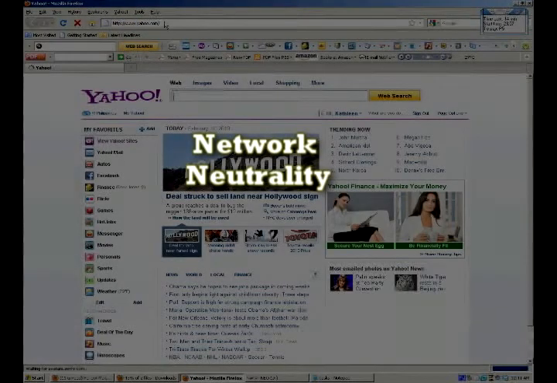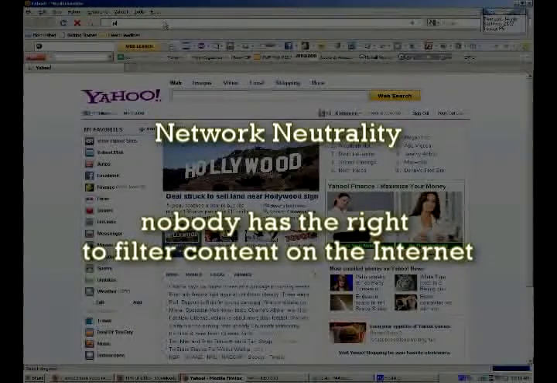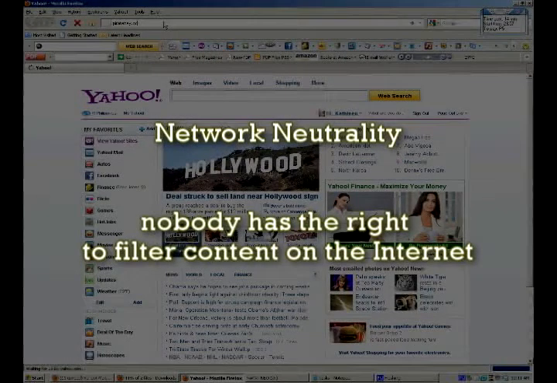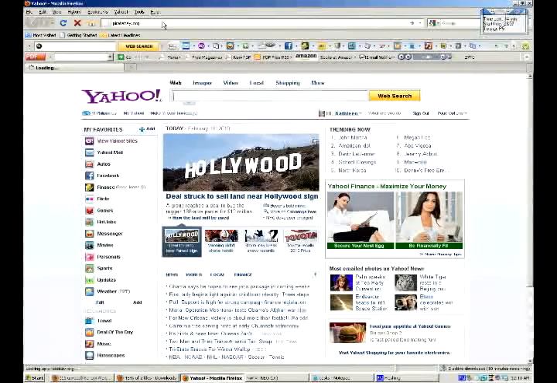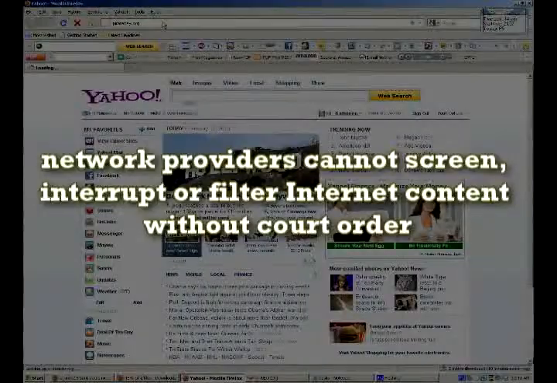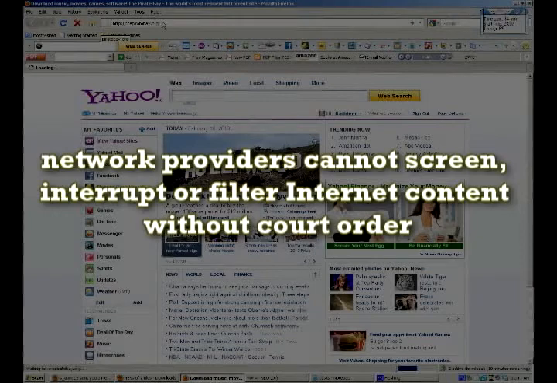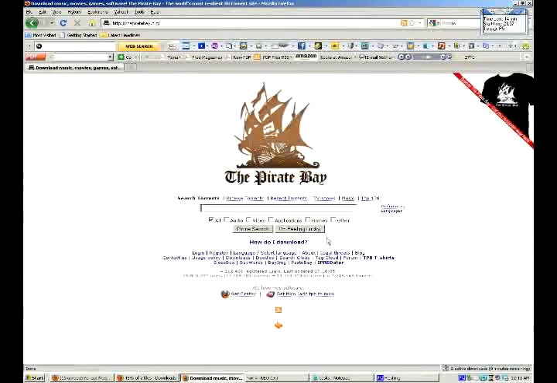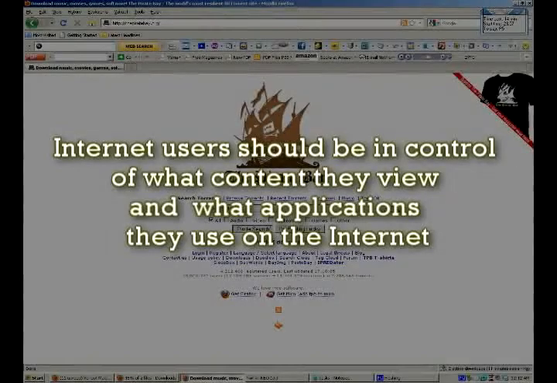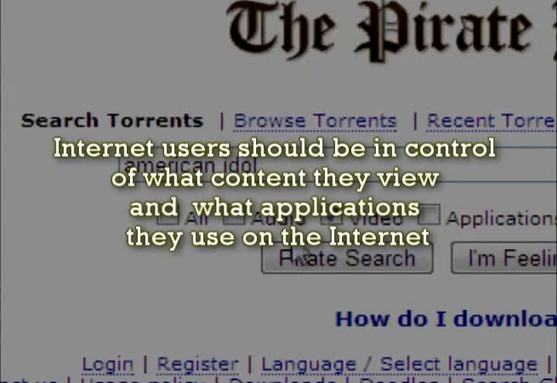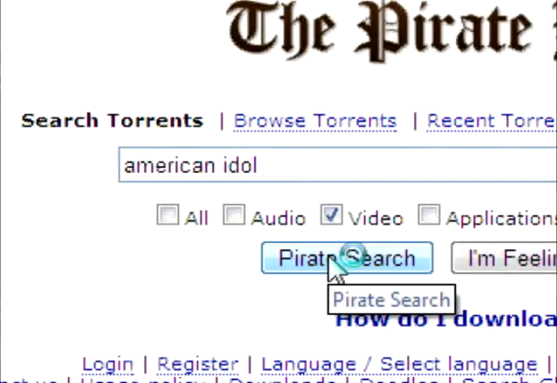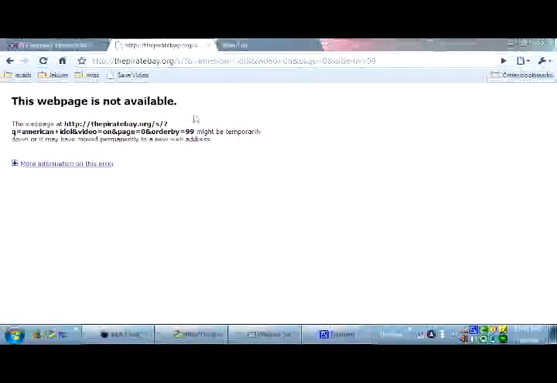Network neutrality. Net neutrality means that nobody has the right to filter content on the Internet. Supporters of network neutrality want to ensure that network providers cannot screen, interrupt, or filter Internet content without court order. From another point of view, network neutrality is the principle that Internet users should be in control of what content they view and what applications they use on the Internet. The Internet has operated according to this neutrality principle since its earliest days.